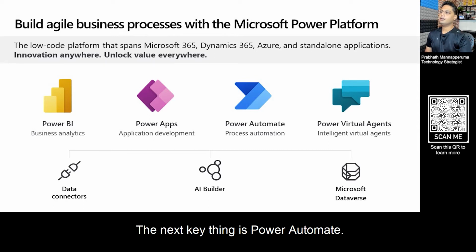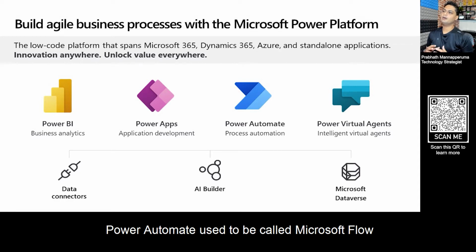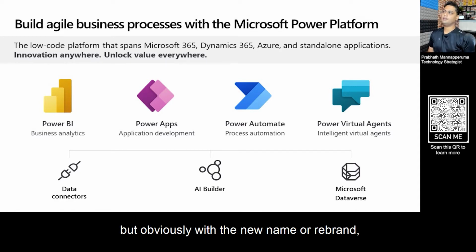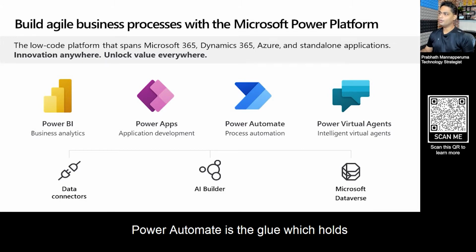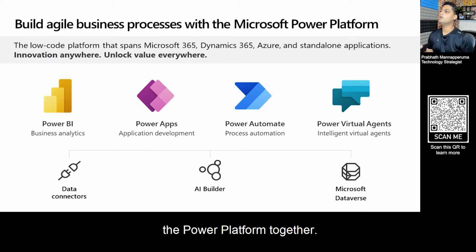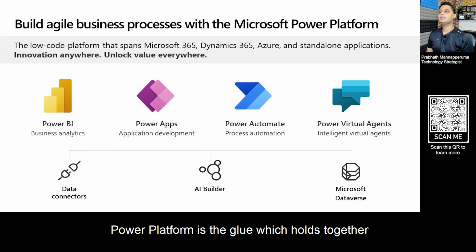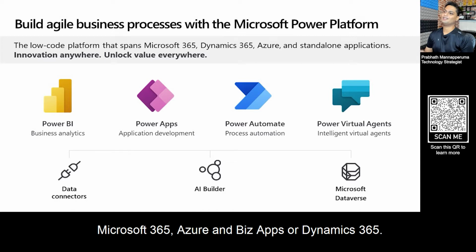The next key thing is Power Automate. Power Automate used to be called Microsoft Flow, but obviously with the new name or rebrand, Flow is just one of the modules within Power Automate. Power Automate is the glue which holds the Power Platform together. Power Platform is the glue which holds together Microsoft 365, Azure and Biz Apps or Dynamics 365.